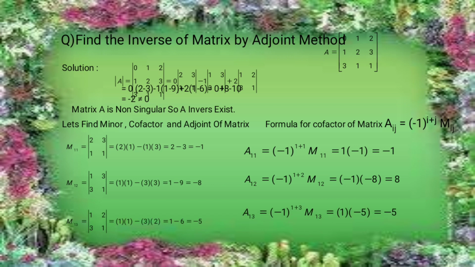Third minor, M13, is equal to, delete first row third column, so remaining elements are 1 2 3 1, which is equal to minus 5, and the cofactor value of the same element is minus 1 raised to 1 plus 3, so it becomes plus 1 into M13. M13 is minus 5, so 1 into minus 5 is minus 5. So these are the minor and cofactor.